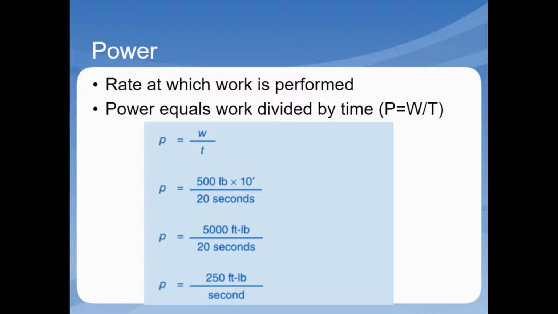For example, imagine you move a 500-pound refrigerator 10 feet in 20 seconds. The formula is P equals W over T. So 500 pounds times 10 feet is calculating for work, divided by 20 seconds. So P equals 5,000 foot-pounds divided by 20. The answer is P equals 250 foot-pounds.